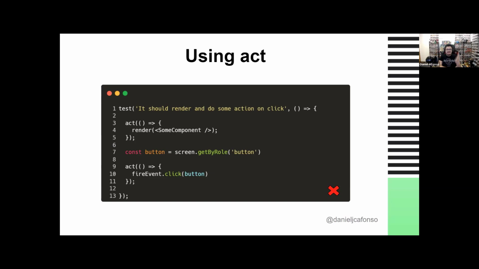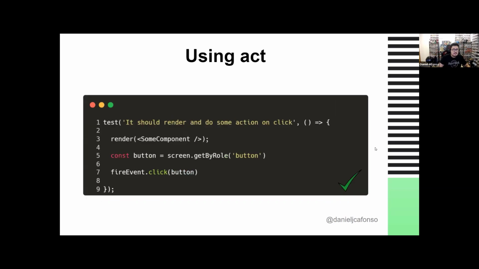So with that being said, it might make sense to use act like this. We are rendering a component, so let's wrap render with act because it's a unit of interaction with the user interface. We are firing an event, let's wrap it with act. The thing is, you almost never need to use act with the React Testing Library.